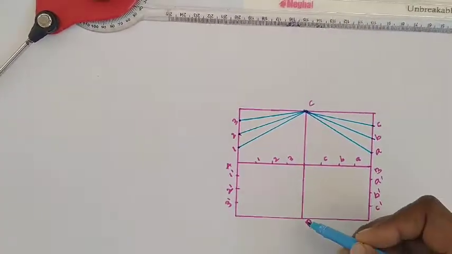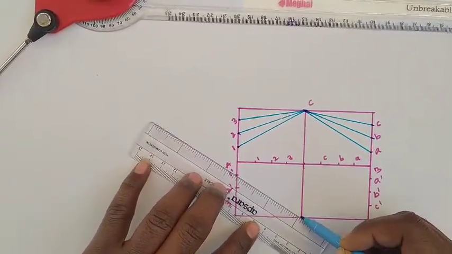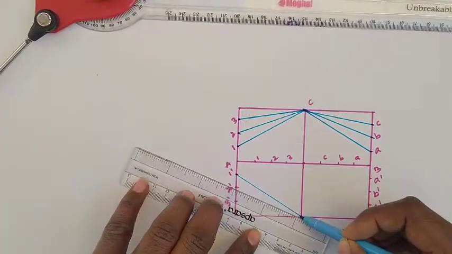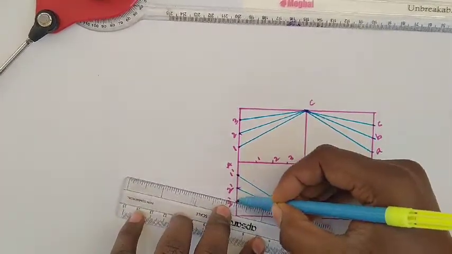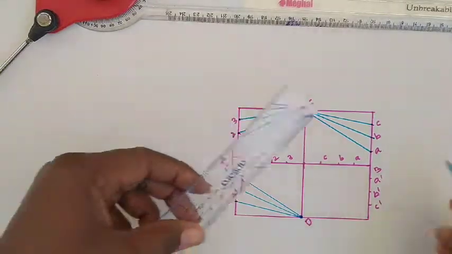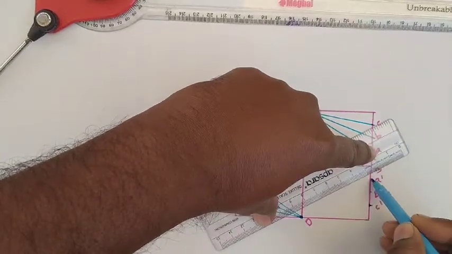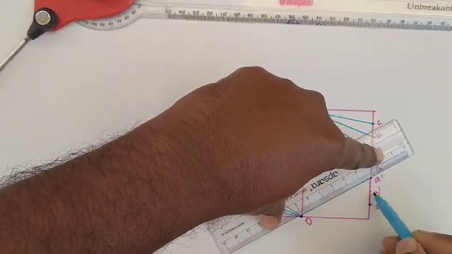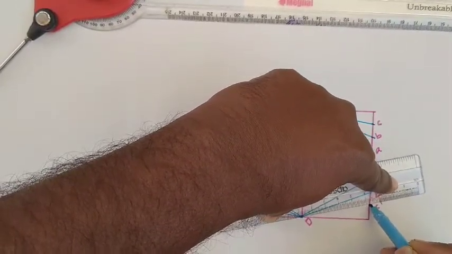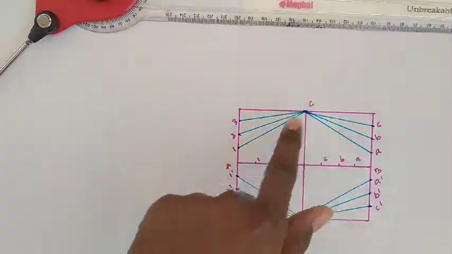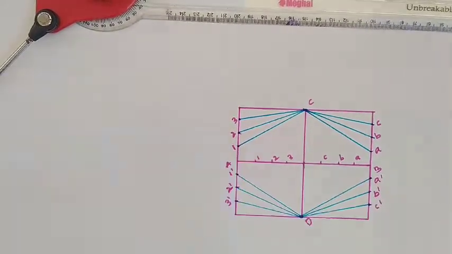Next, from the bottom side, join D to these equal parts: D to 1, D to 2 and D to 3. Next, from D join the equal parts on this side: D to A, D to B, D to C. So C to 1, 2, 3 and C to A, B, C; D to 1 dash, 2 dash, 3 dash and D to A dash, B dash, C dash.